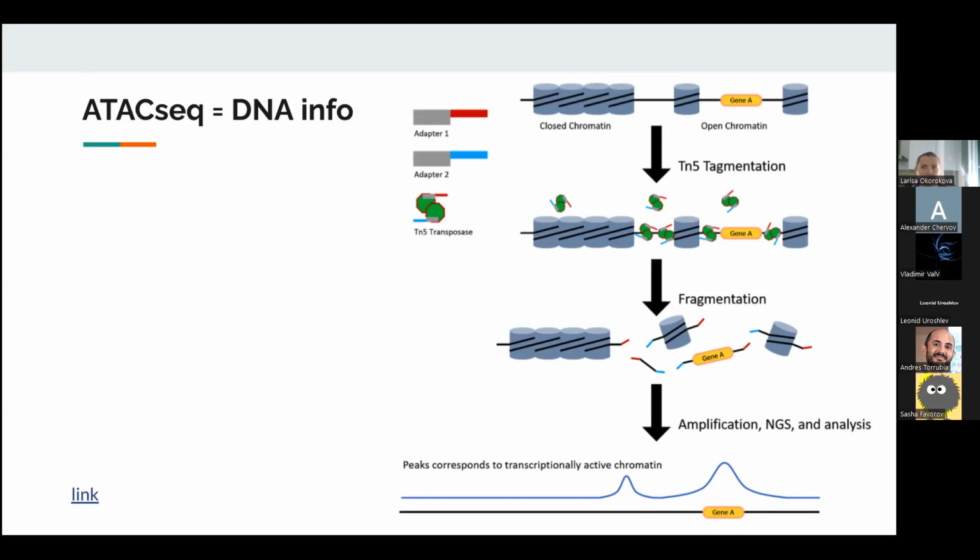Let me put this in this way. Sometimes we have a lot of mutations in non-coding regions, which are actually very tightly connected with some diseases. And this kind of experiment helps us to understand that this region harbors, for example, a mutation which can be very deleterious for the cell function.